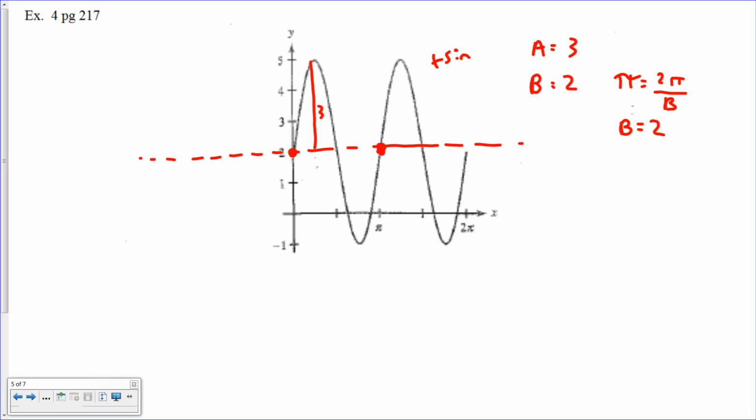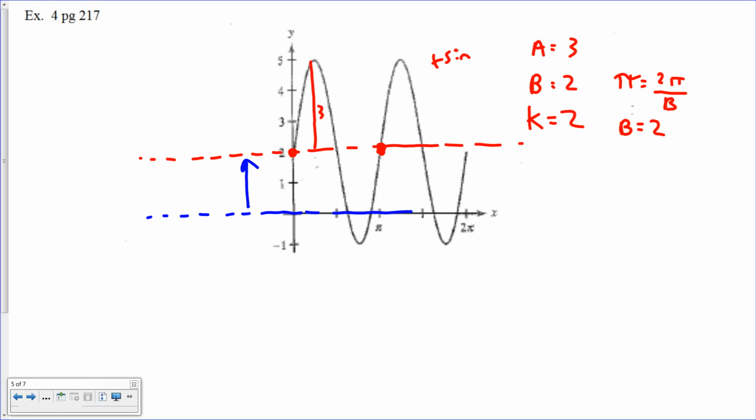There is no phase shift, so I don't have to worry about my C. The only thing I have to think about now is my K. My K is the shift up or down. The way you figure that out is you look and see from your x-axis what the shift is to your new axis, and you see that's going to be up 2. So your K is going to be equal to 2.